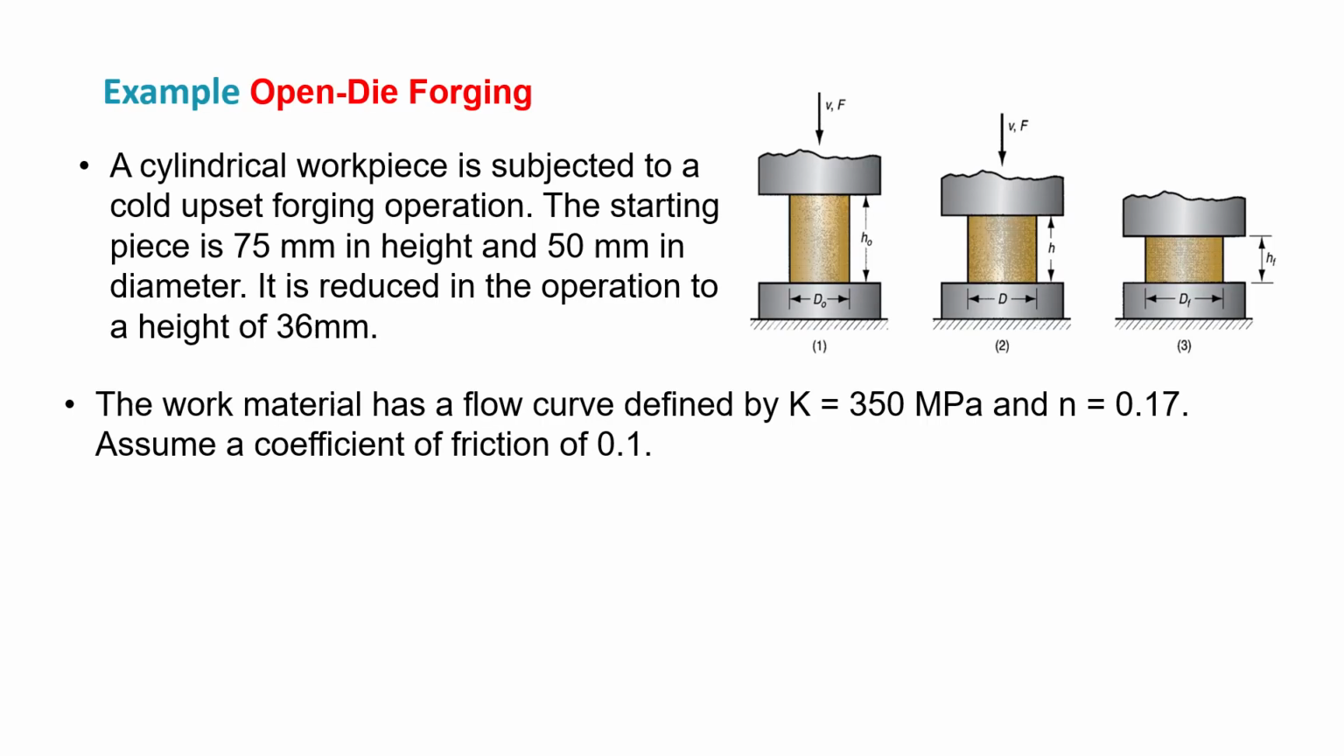So the question that we have is about a cylindrical workpiece which is going to be subjected to a cold upset forging operation. The starting piece is 75 millimeters in height and 50 millimeters in diameter. It's reduced in an operation to a height of 36 millimeters. The work material has a flow curve defined by a K value of 350 megapascals and an n exponent equal to 0.17. Assume that the coefficient of friction in this scenario is equal to 0.1.